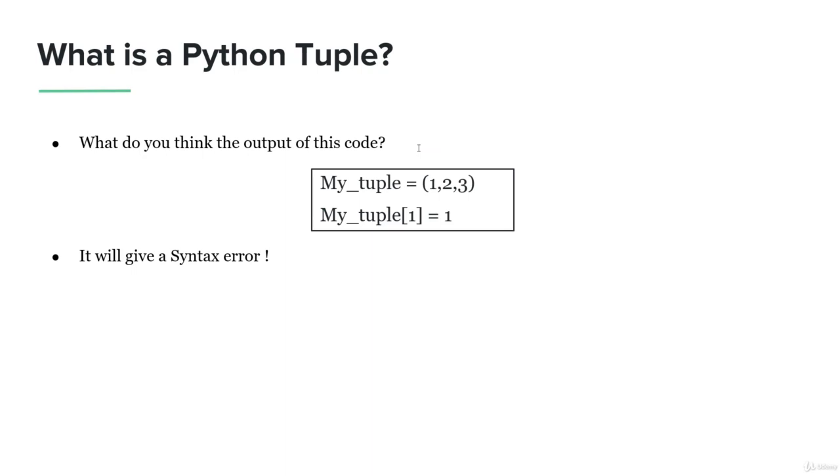So what do you think the output of this code? We have my tuple 1 2 3, right? And we want to change the index number 1 to be 1. Okay, so we want to change this 2 to be 1. So we want to have 1 1 and 3. This code will give you a syntax error, and we will go right now to Colab and see how we can create Python tuples, how we can see the syntax errors, and even more stuff about tuples in Python.